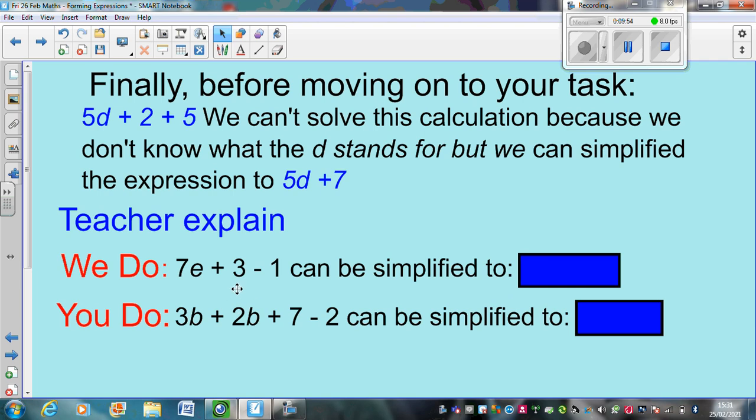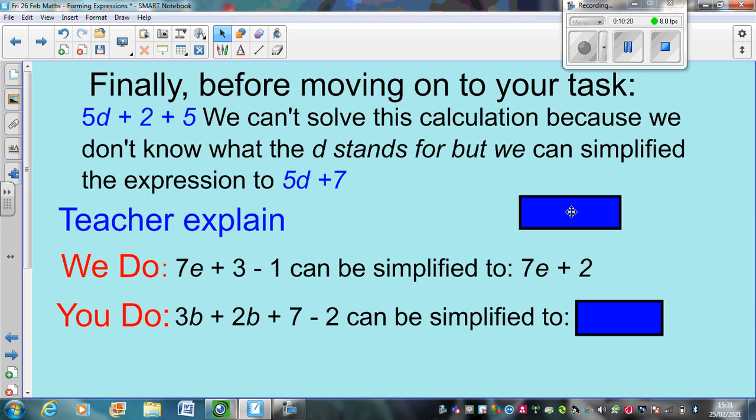Now, have a look at this. 7E plus 3 take away 1. But there's no extra E's. We can't group together any E's other than we already have, 7E. But what about this? 3 take away 1. Well, we can do that. We don't need to leave that. So we can simplify that by saying 7E plus 3 minus 1, 2. 7E plus 2. That's it, simplified.